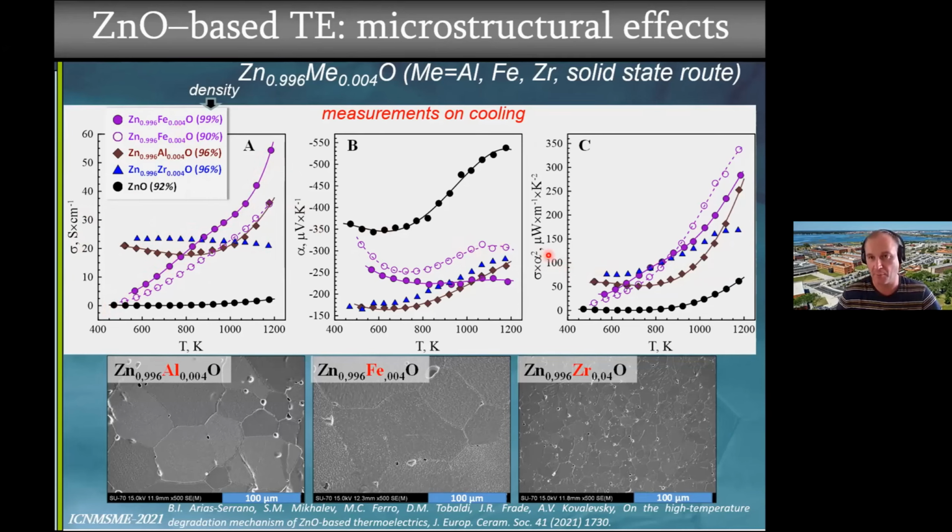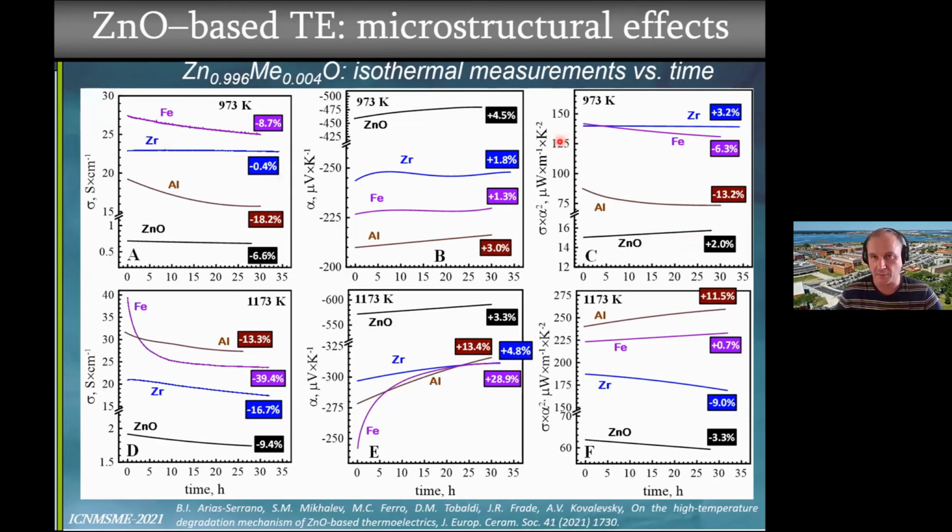And in the case of the power factor, which is the product of the conductivity and the square of the Seebeck coefficient, the difference appears to be quite minor in terms of chemical composition, but in terms of performance, the dependence is notable. So all this suggests that these materials can be unstable at high temperature. So we performed some isothermal measurements versus time to see the progress of the evolution of the transport properties: electrical conductivity, Seebeck coefficient, power factor, and these numbers indicate the changes.